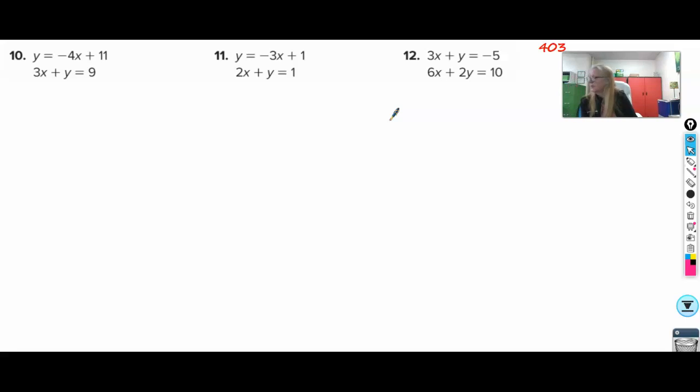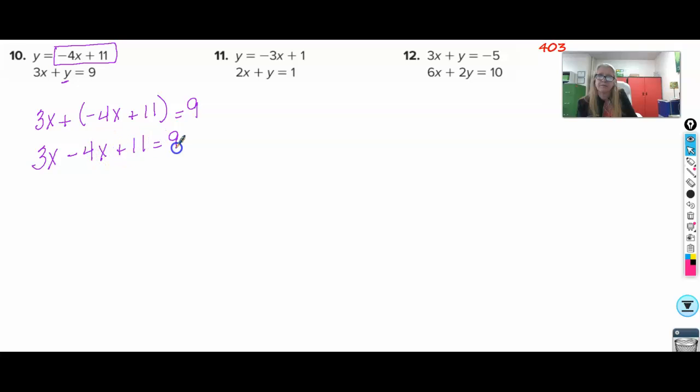12. Okay, so I want to pick 10 or 11. Let's do, doesn't really matter. Let's do 10. All right, so I'm going to substitute negative 4x plus 11 for y right here. So that gives me 3x plus negative 4x plus 11 equals 9. Now, because this is a positive, it doesn't change anything inside the parentheses, so the parentheses are no longer needed. We can just go with minus 4x plus 11 equals 9.